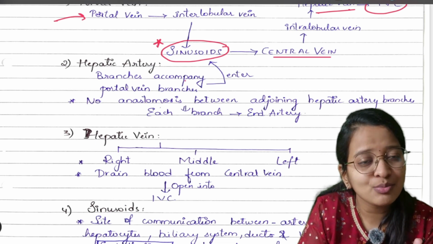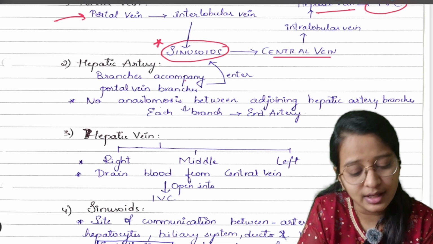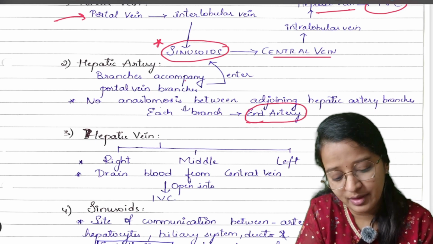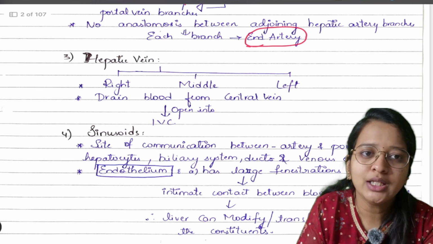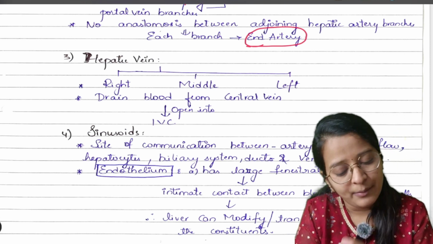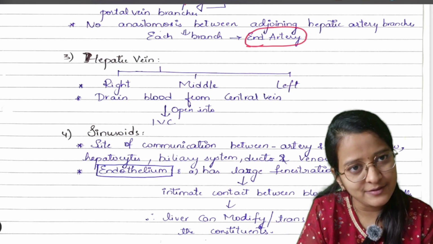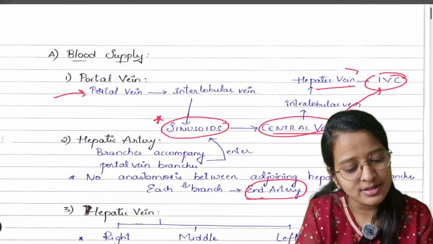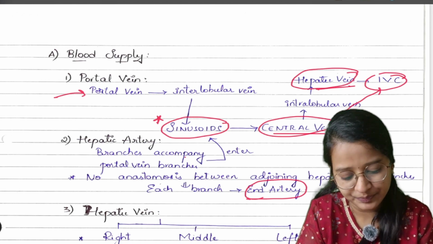Coming to hepatic artery, the branches of the hepatic artery accompany the branches of portal vein, and there is no anastomosis between the branches of hepatic artery. So each artery branch is an end artery. Coming to hepatic vein, the divisions of hepatic vein are right, middle and left. And these drain blood from central vein to IVC. So this is like a bridging thing.